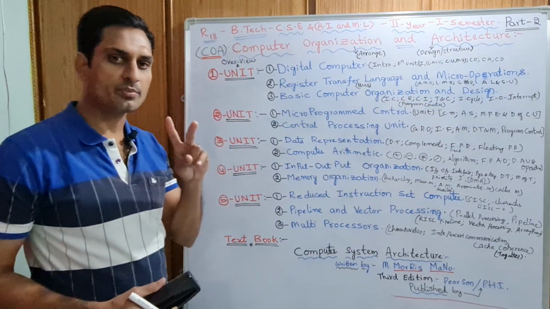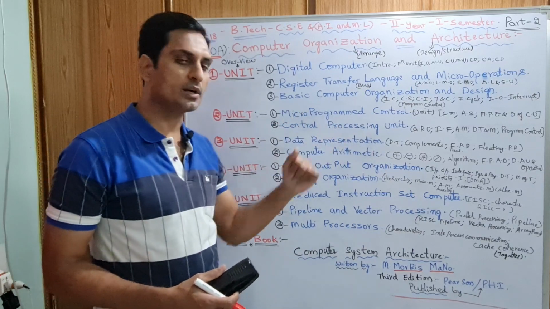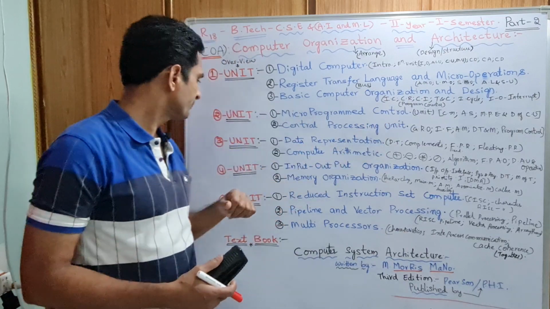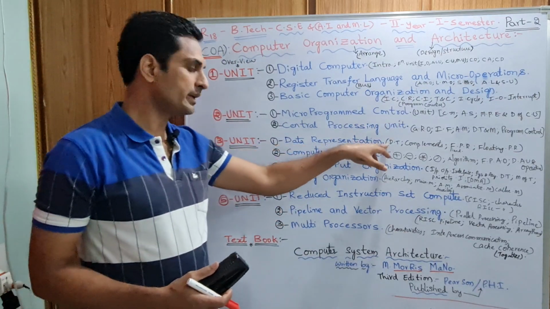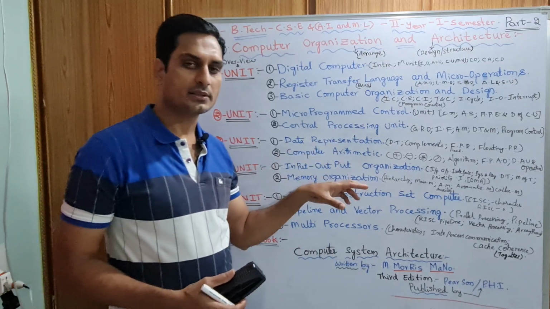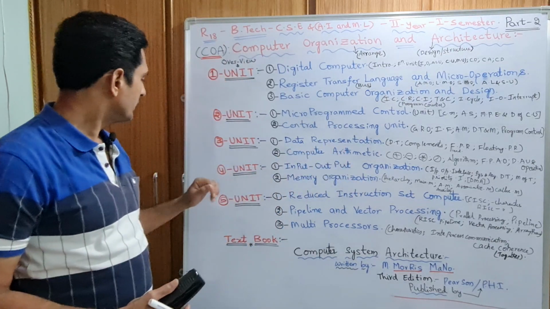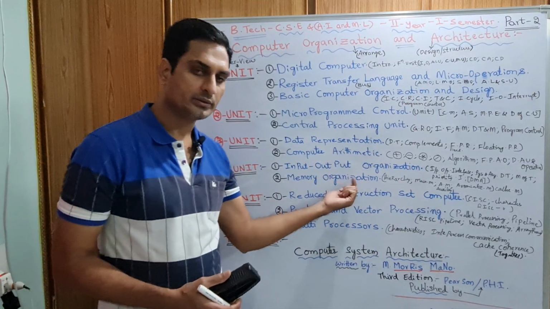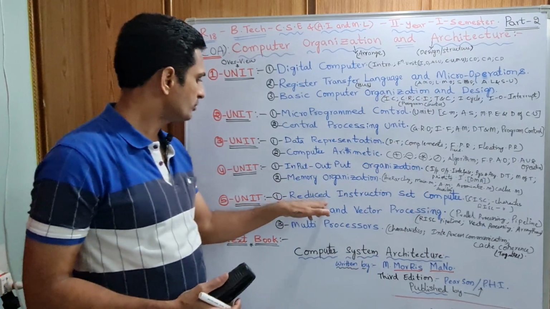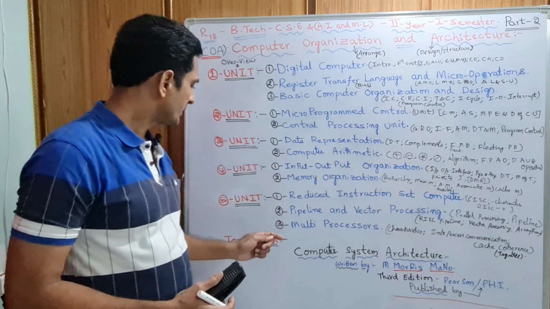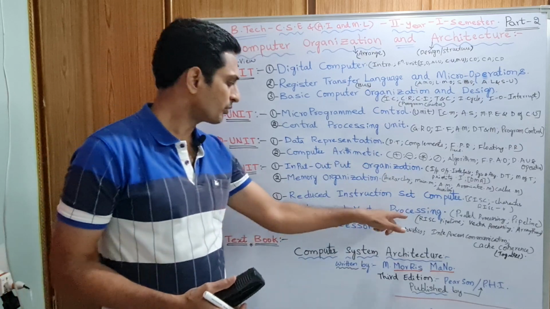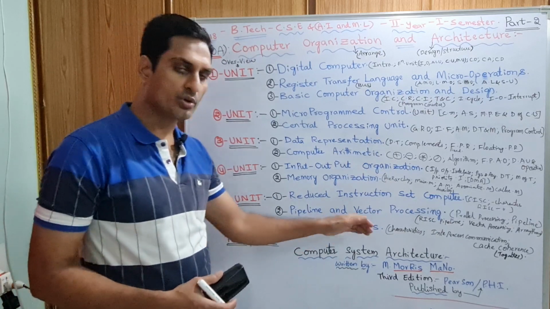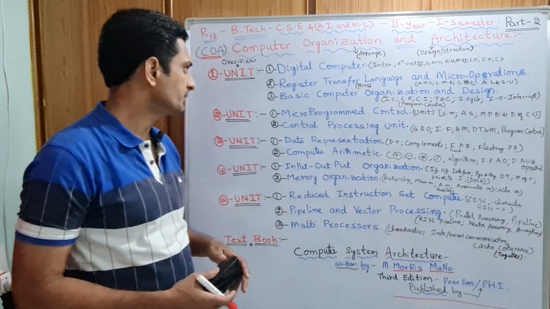In the second unit we have 2 chapters. The first one is micro programmed control and the second one is the central processing unit, CPU. In the third unit we have data representation and computer arithmetic, mathematical calculations. In the fourth unit we have input output organization and memory organization. In the fifth unit we have reduced instruction set computer and pipeline and vector processing. In the fifth unit, third and last chapter, we have multiprocessors. Right? We will go one by one.